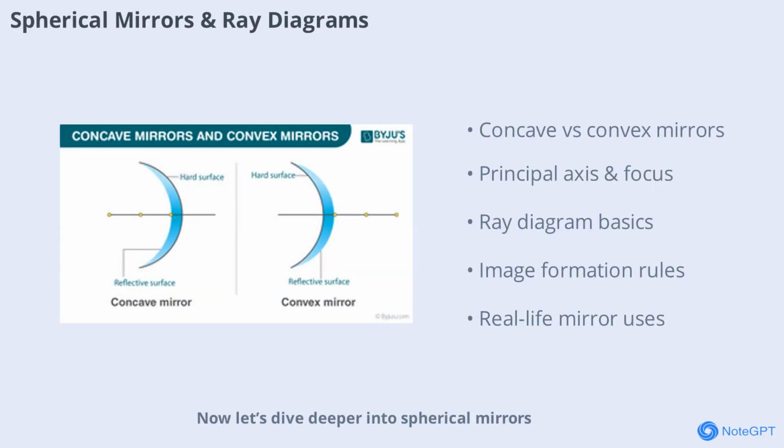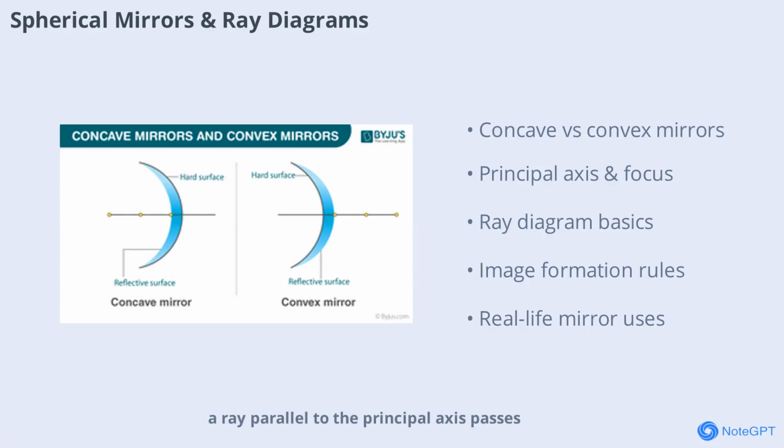Now let's dive deeper into spherical mirrors, which are mirrors shaped like a part of a hollow sphere. There are two main types: concave mirrors, which curve inward, and convex mirrors, which bulge outward. Each has a center of curvature, a principal axis, a pole, and a focal point. The distance from the pole to the focus is called the focal length. Understanding these terms is crucial for drawing ray diagrams, which show how light rays reflect and form images.